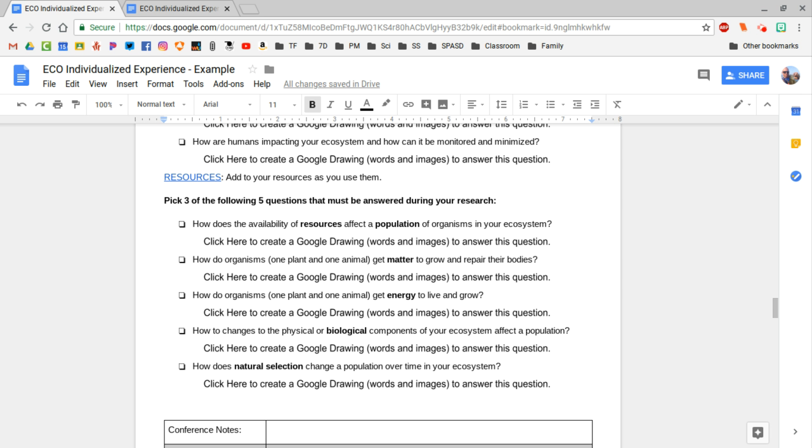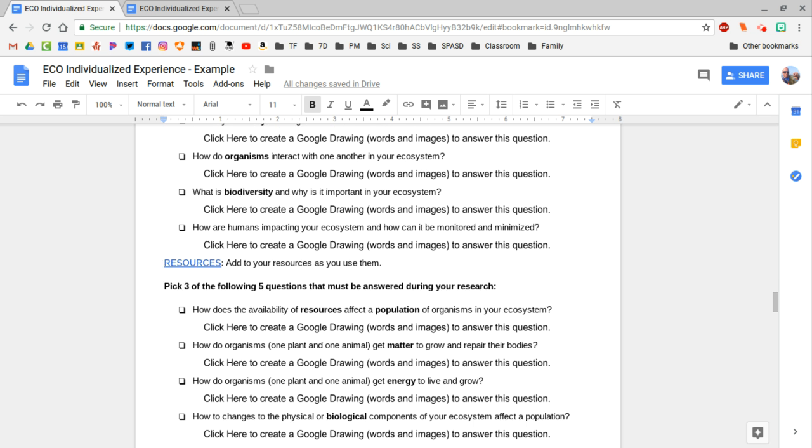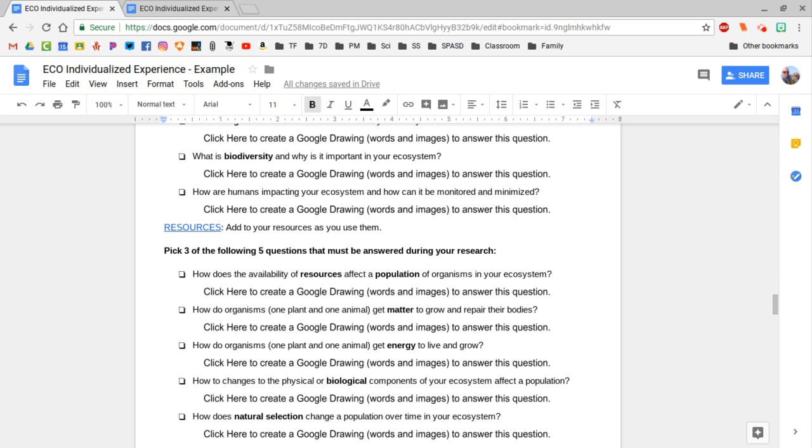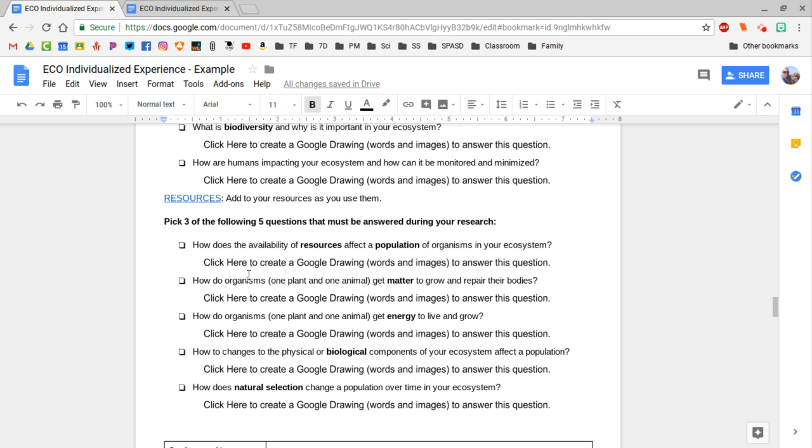And the last one, how does natural selection change a population over time? So natural selection is the process at which animals are eaten, the strong survive, and then the strong reproduce, which keeps different groups healthy. So you need to pick 7, even though there's 4, 5, 6, 7, 8, 9 questions. You don't have to do 2 of the bottom ones, so you can just delete 2.